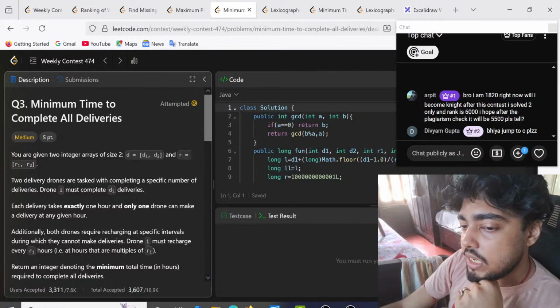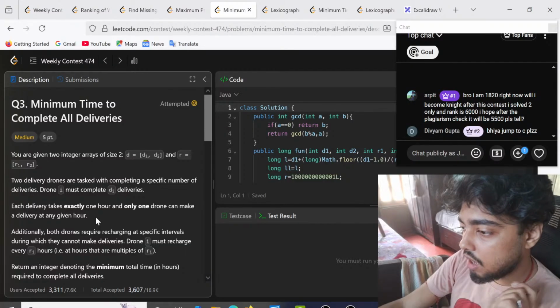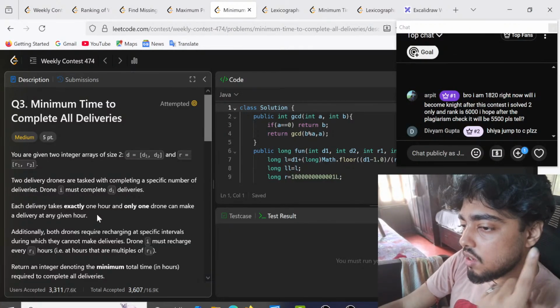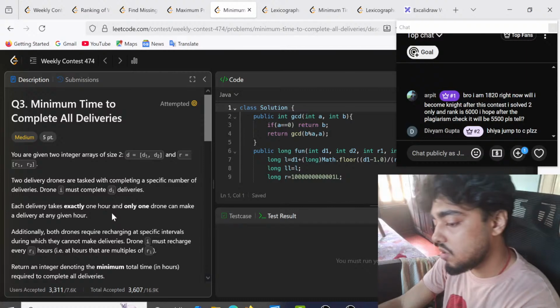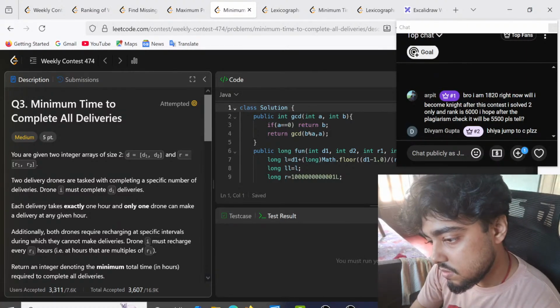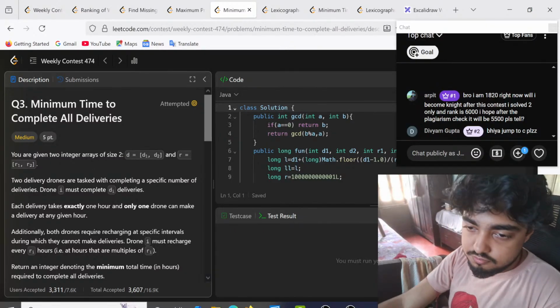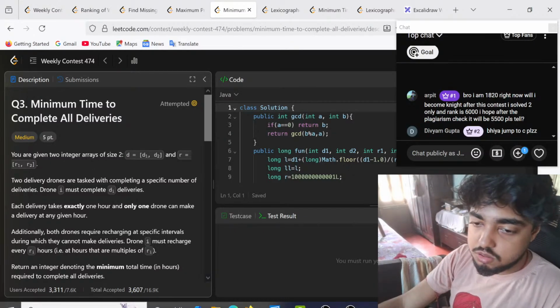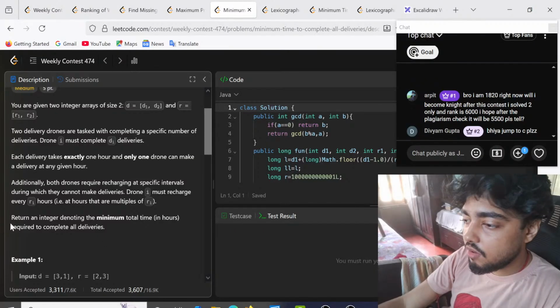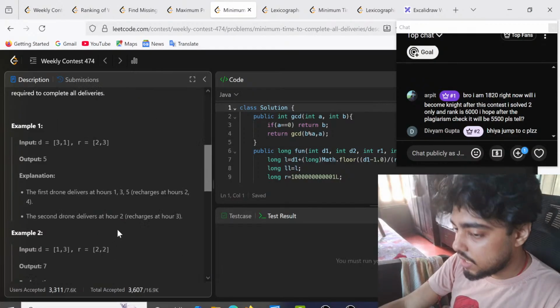Each delivery takes exactly 1 hour, and only one drone can make a delivery at any given hour. So for one specific hour, you have only one drone. Okay, this is also a point to note. I hope you are pretty much good with what the question is telling us. Return an integer denoting the minimum total time that is required to complete all deliveries.